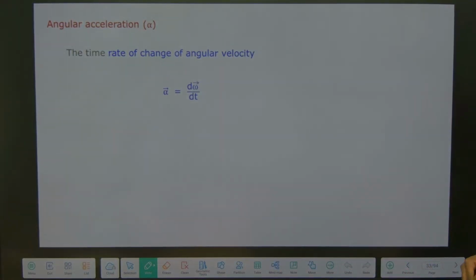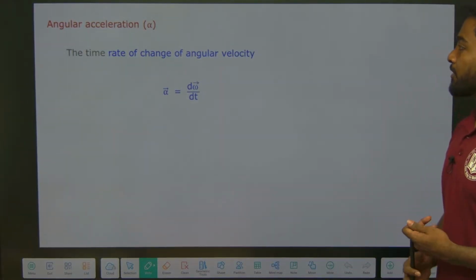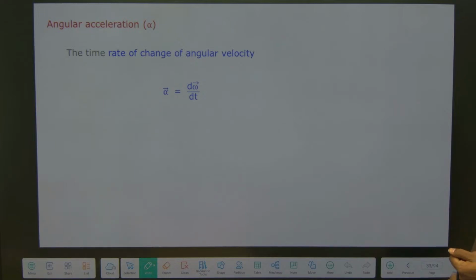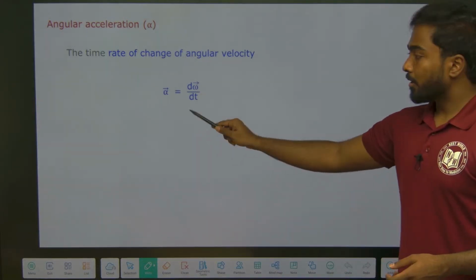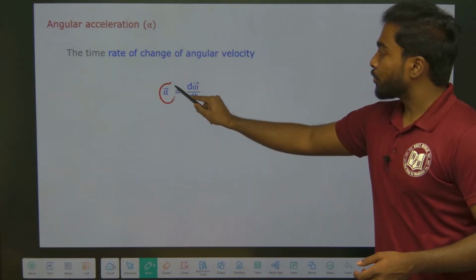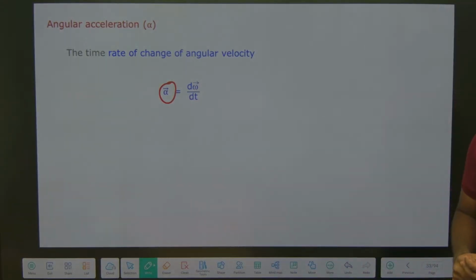Angular acceleration is the time rate of change of angular velocity, so d omega by dt. Angular acceleration is denoted by the symbol alpha.